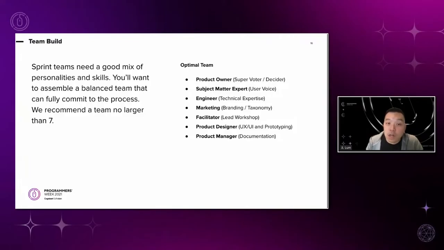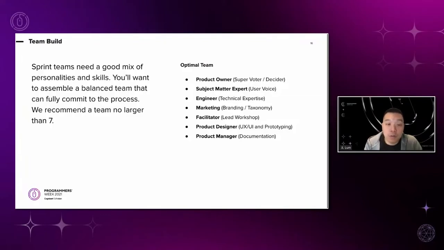So the optimal team, and again, this can fluctuate and be customized based on your needs, but we found that a product owner or the super voter / decider person is really key. We want the subject matter expert, and this is the user's voice. They understand the users best. They know the product in and out.